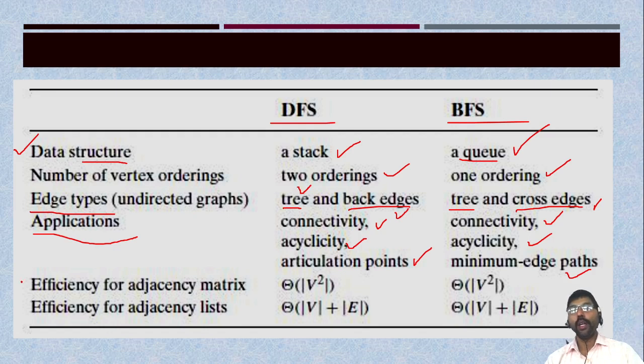If you use the adjacency matrix, the efficiency of DFS and BFS is the same, big theta of the number of vertices squared. And the efficiency with an adjacency list is the same for both, theta of number of vertices plus number of edges. Both are the same in BFS and DFS. This is about the difference between DFS and BFS.